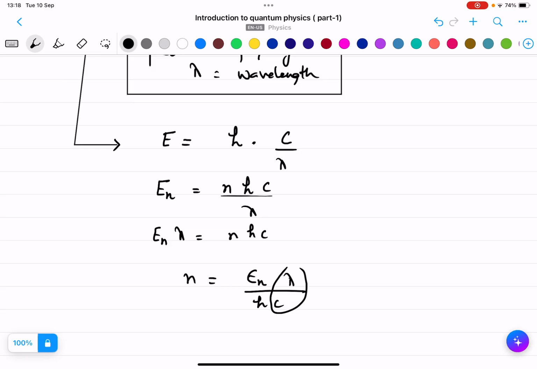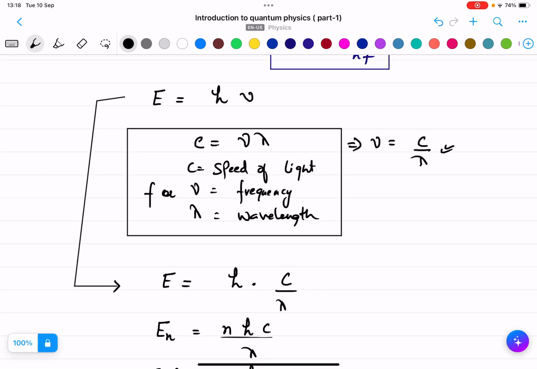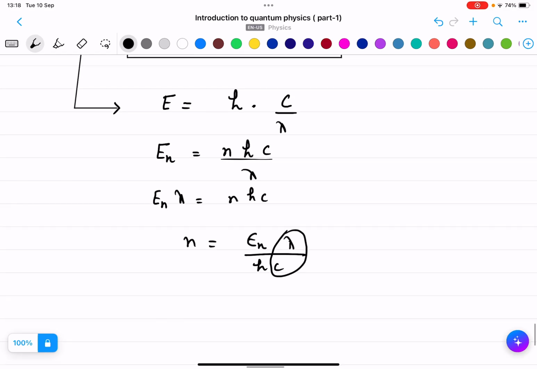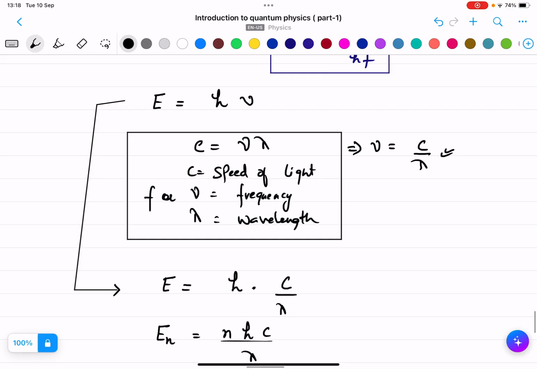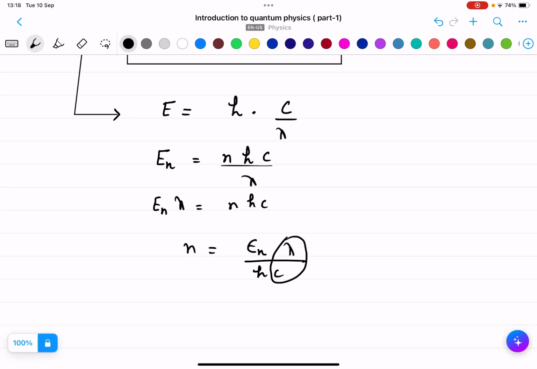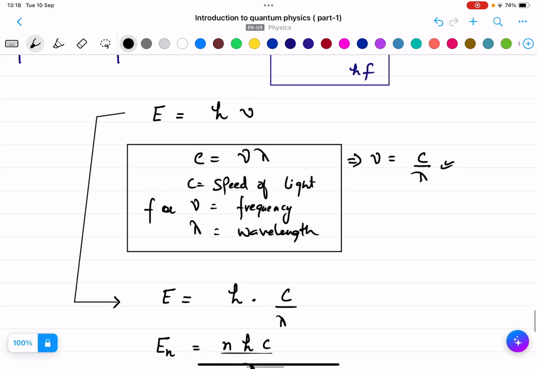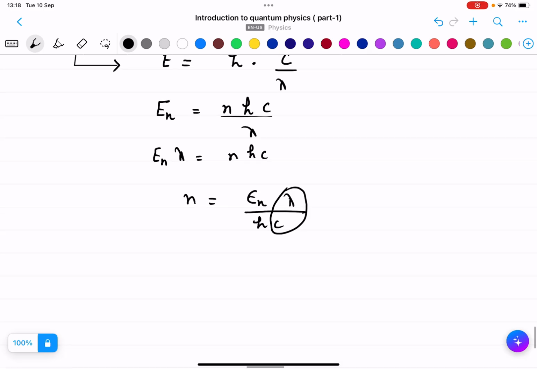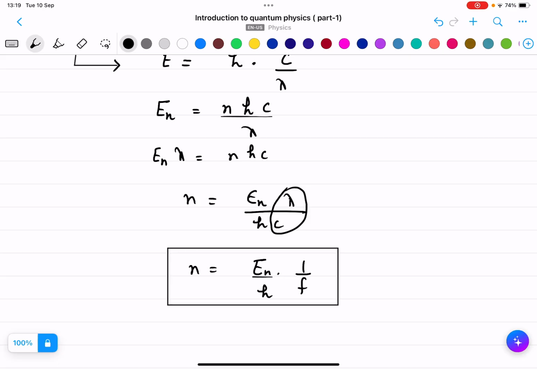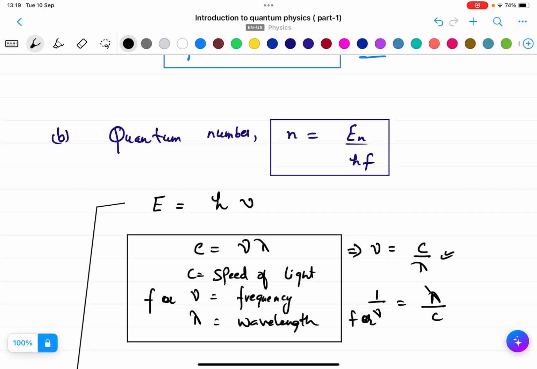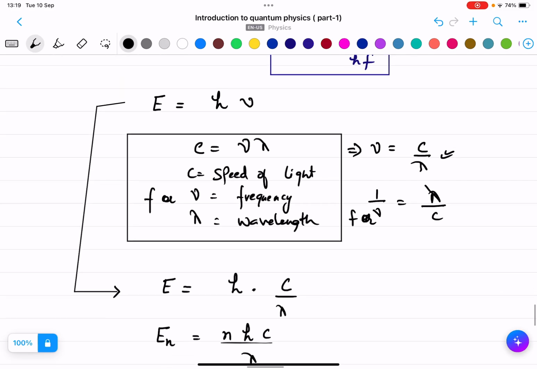And now what is lambda by c? Look here. Basically c by lambda or lambda by c, anything you can write. So 1 by nu equals lambda by c, and nu equals f also, so 1 by f. So I can write n equals En times 1 by f and h. Now you can see n equals En by hf. So from this we get this formula.